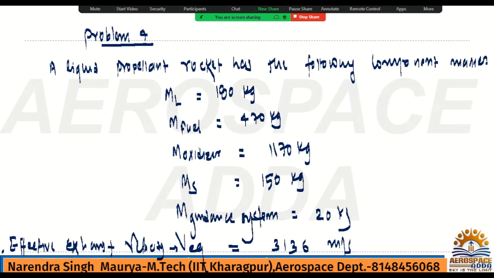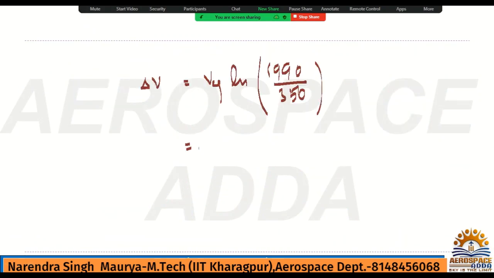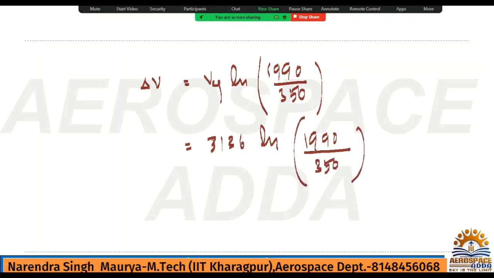V effective they have given to us in the problem at the start. How much? 3136. 3136 ln 1990 divided by 350. If you do this, 1990 divided by this value, ln of this, into 3136, I'm getting here 5450.23. This is meter per second.